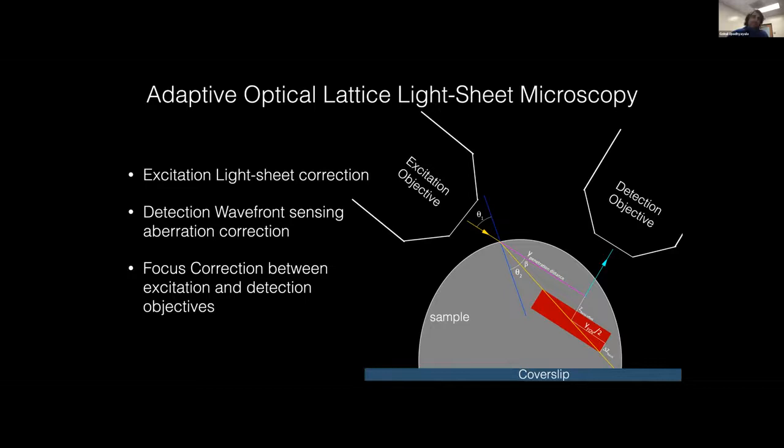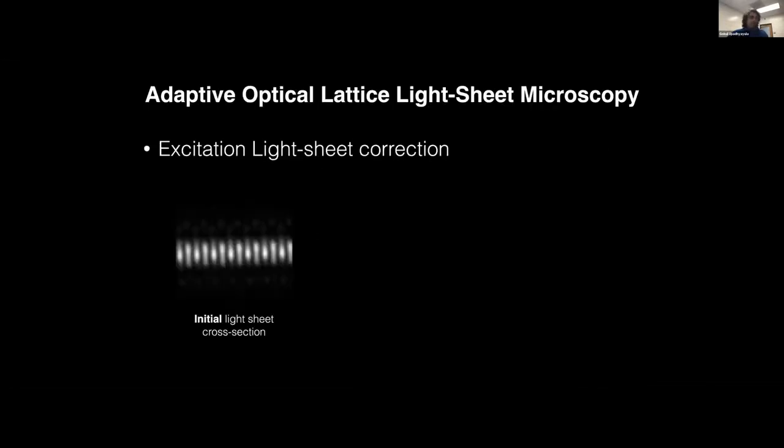And the third thing is there's going to be a focus offset because of Snell's law. When this light sheet hits this curved surface, it's going to bend a little bit. That means that where it focuses is no longer going to be where the two objectives are supposed to be. So we need to fix these three problems in order to recover the resolution lost in these organoid systems.